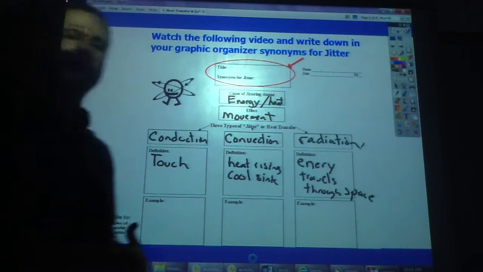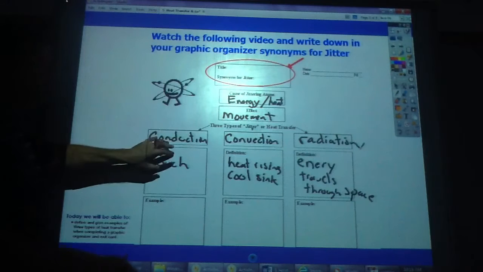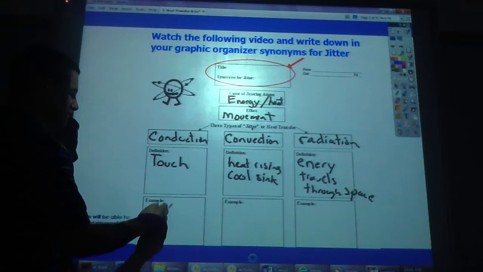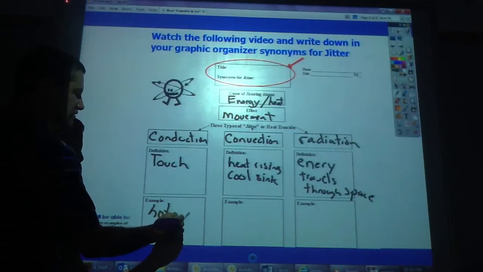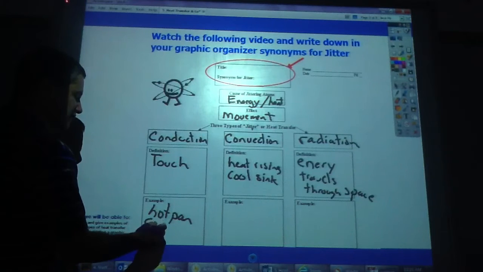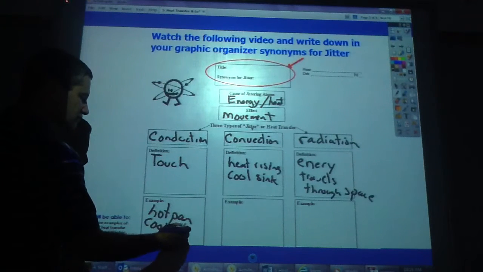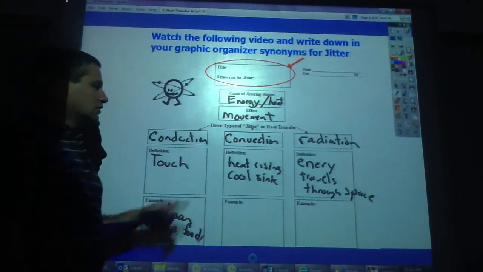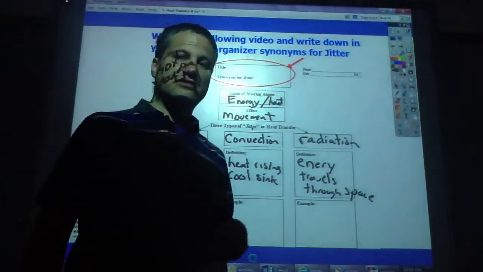All right, so an example of conduction. It's heat transfer by touch. So if you have a hot pan, when it cooks the food, that's touching it, that's on top of it. Convection.